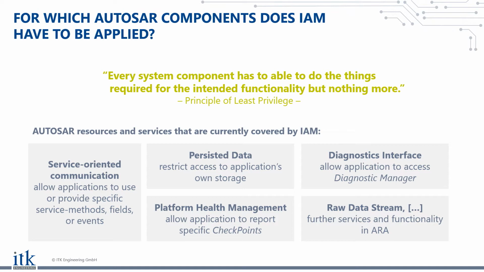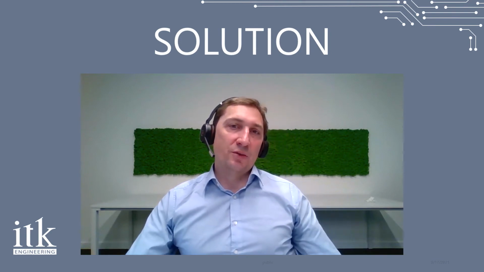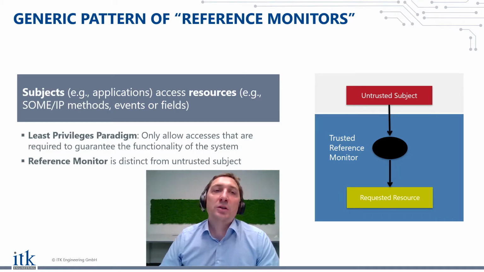Yeah, and then you have raw data streams, so you can restrict opening sockets and communication application by application. Yeah, how is this implemented in adaptive AUTOSAR?